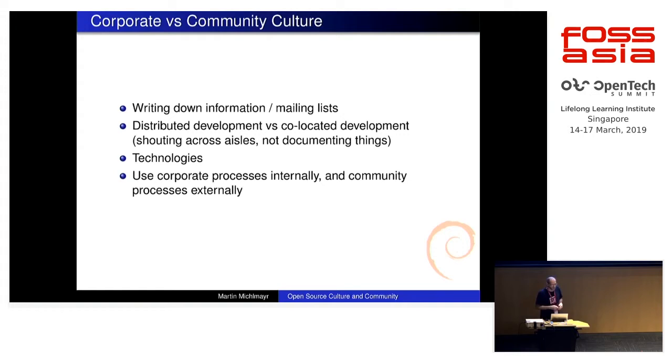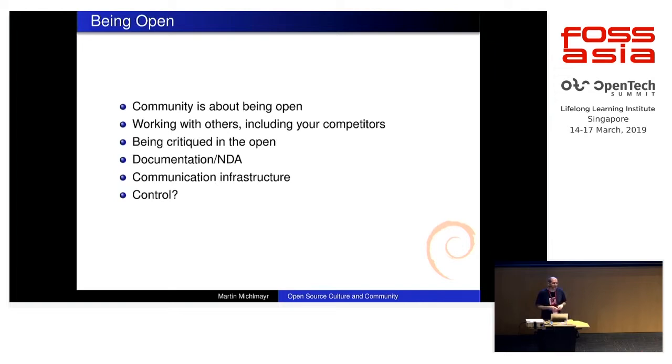Another big difference is being open. Community is all about being open. The work is in the open, and to be honest, this can be a big challenge for people, especially if you're new to open source. Internally, if you create a patch, your colleagues or your manager might review it, give you some feedback, and you may have to change it. But in open source, suddenly the whole world can look at your changes and critique them, right? And this stuff is archived forever. This can be a little bit scary.